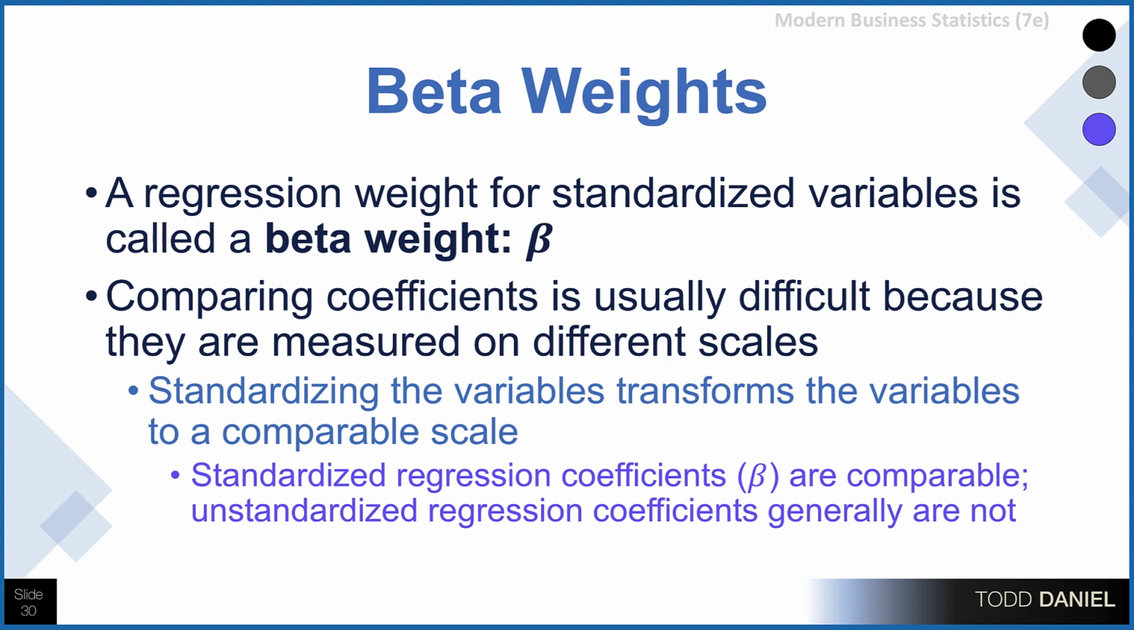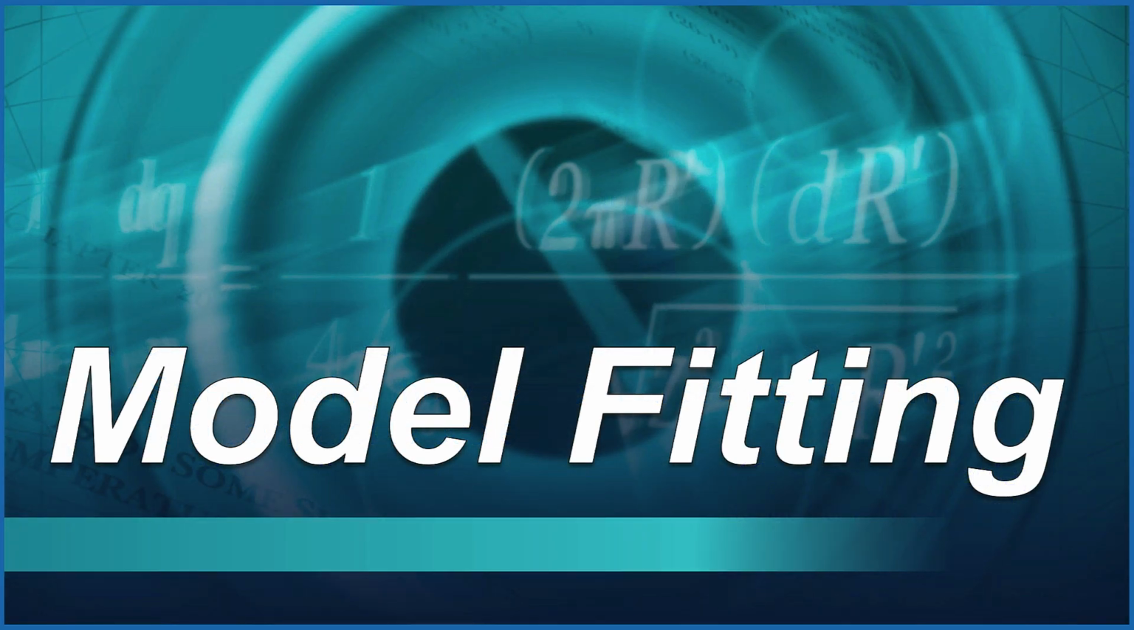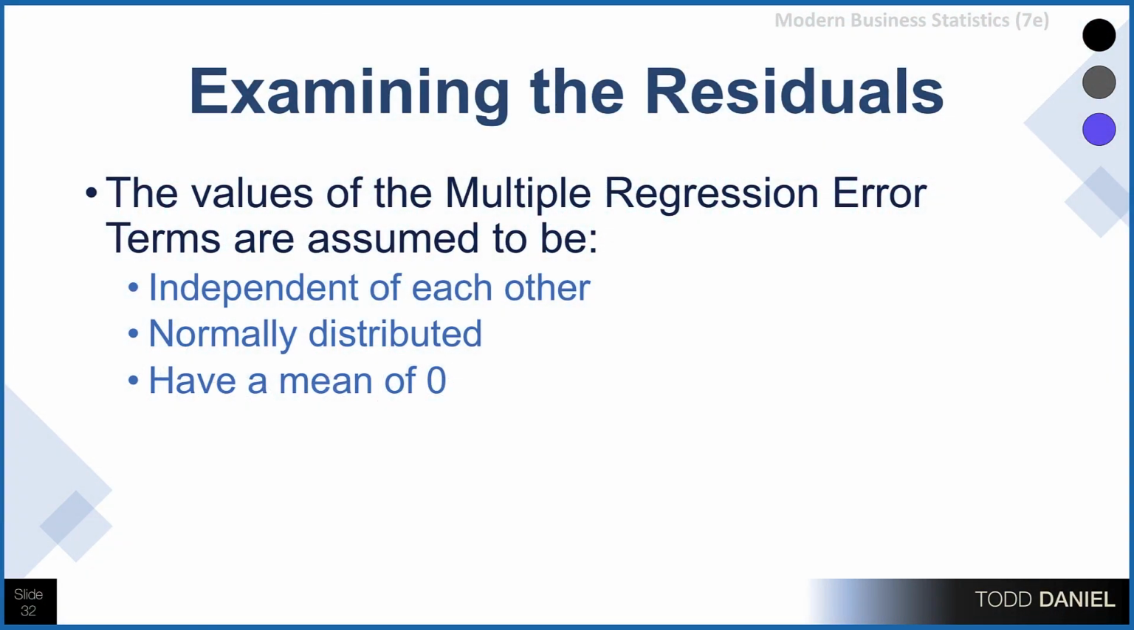Therefore, standardized regression coefficients, or beta, are comparable, but the unstandardized regression coefficients, those that are still in their original scales of measurement, generally are not comparable. Finally, we want to talk about model fitting and examining the assumptions and the residuals to find out whether our assumptions have been violated, and if so, what we should do about it.